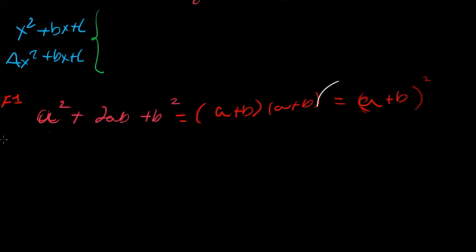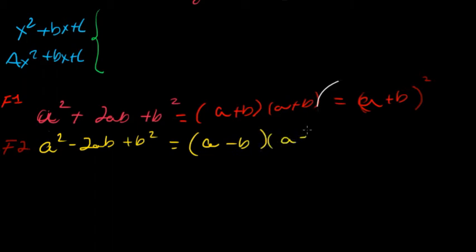Let's say that we have another formula, which we'll call formula 2. Now let's say, what if this value was negative? What would we do at that point? Well, since it's positive now, let's change it to negative just to see what we can experiment with. So we have a squared minus 2ab plus b squared. Well, there indeed is also a formula for this. It says it will be a minus b times a minus b, which will equal a minus b squared.